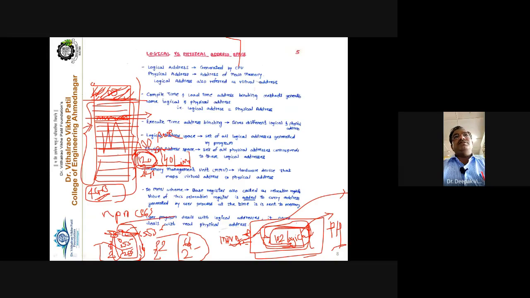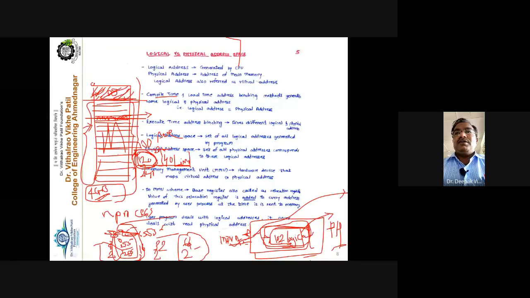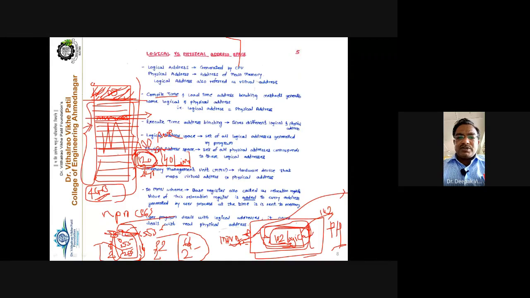When address binding is done at compile time and load time, the logical address 102 and the physical address are also the same, 102, because these are early binding. They know their actual address before being loaded inside the memory. That is compile time and load time address binding. But if address binding is done at execution time, they don't know until the process starts its execution. So at that time the logical address must be different from your physical address, right?